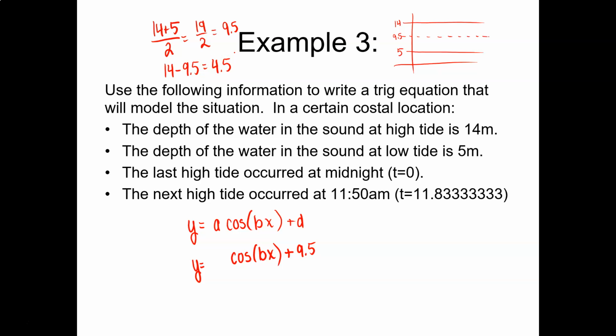Or Caleb, you actually kind of found the amplitude first, right? As you were doing that out loud. He said 14 minus 5 is 9. So highest to lowest is 9. You got to take half of it because amplitude is just from the midline to the highest point. So we should have a 4.5 here.